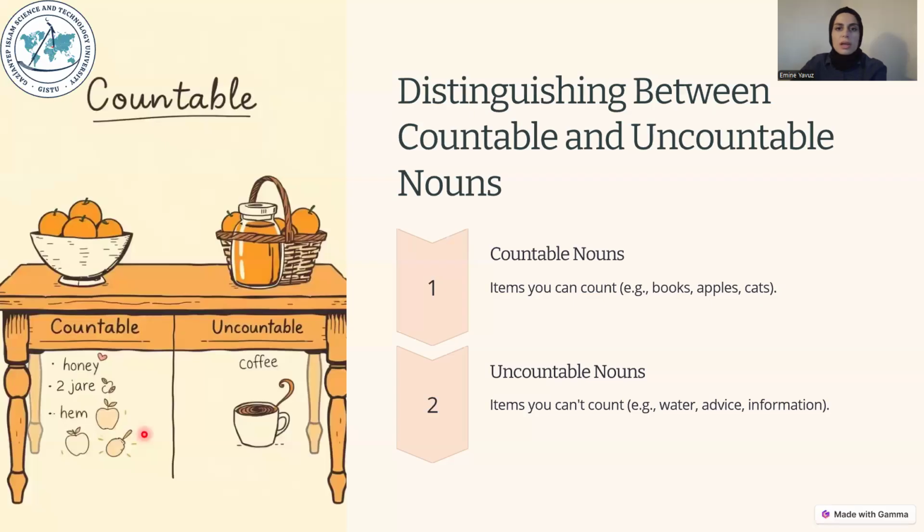Yes, let's look at countable and uncountable nouns again. As I mentioned before, items that we can count are countable nouns, and items that we cannot count are uncountable nouns. For example, water. We just define water with a bottle of water, with a cup of water. Some advice: we cannot say one advice, two advice. Some information. One book or two books, one apple or two apples, many apples, cats, one cat, two cats. I had a cat before, like this. We can count these nouns.